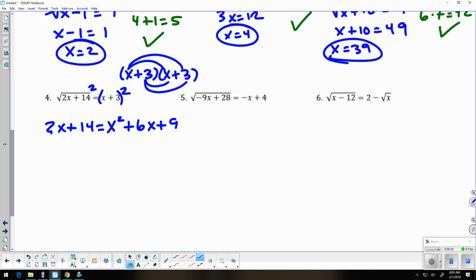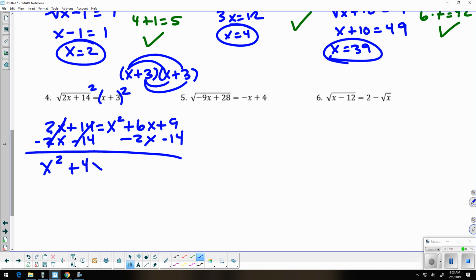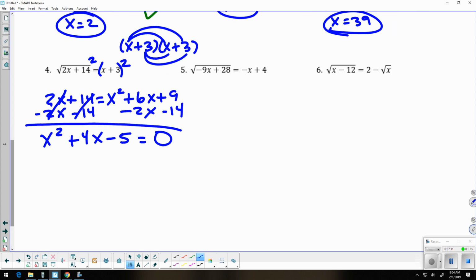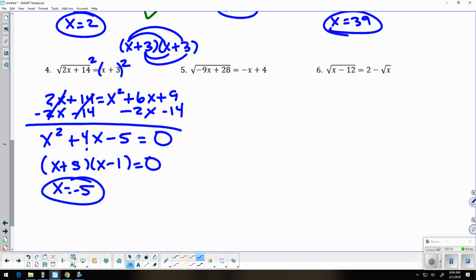Okay, so bring everything over to one side of the equation. I'm going to move the 2x over here, subtracting 14. Okay, so where are we at? All this stuff cancels. We'd have x squared, 4x, 6 minus 2, and 9 minus 14 is negative 5 equals 0. And now we've got to factor. So what multiplies to negative 5 and adds to 4? That'd be positive 5 and negative 1. That's how it factors, resulting in two answers of negative 5 and positive 1, where we have to check both of them.